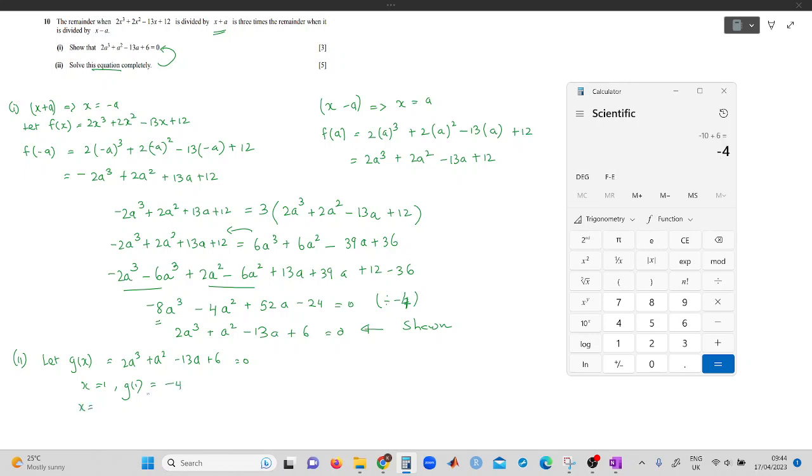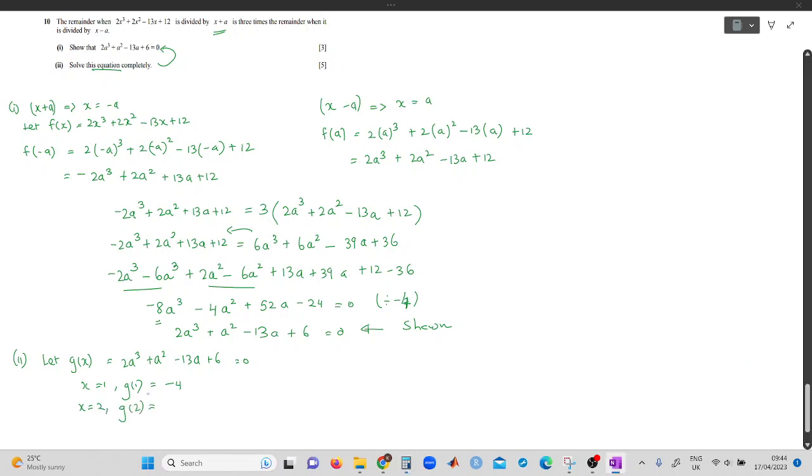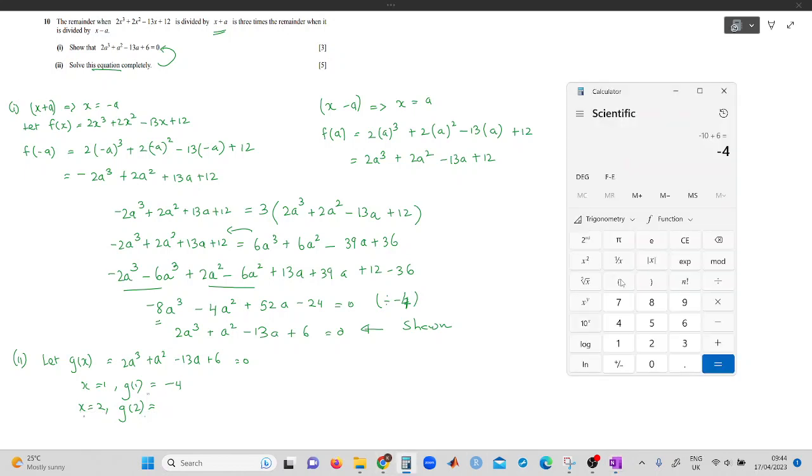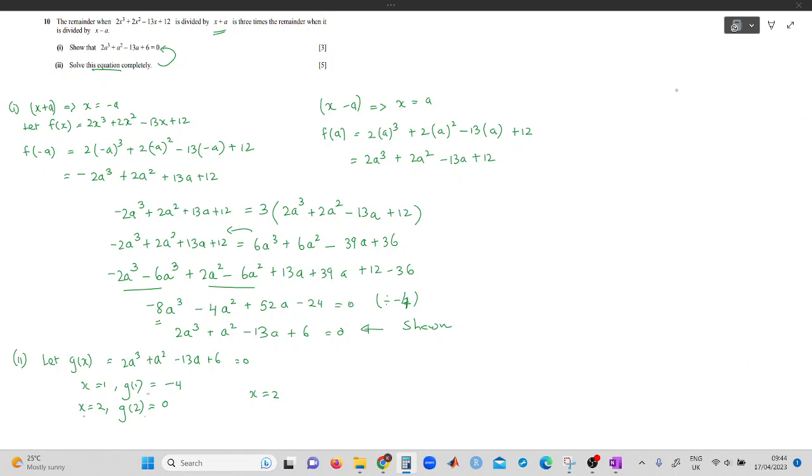When x equals 2, g of 2 will be equal to 8 plus 8 plus 4, so that gives me 16. 16 plus 4, minus 13 times 2, that will be minus 26 plus 6. So here it gives me 0. So therefore, x equals 2. When I substitute x equal to 2, I get the remainder to be 0. Hence, x minus 2 is a factor.